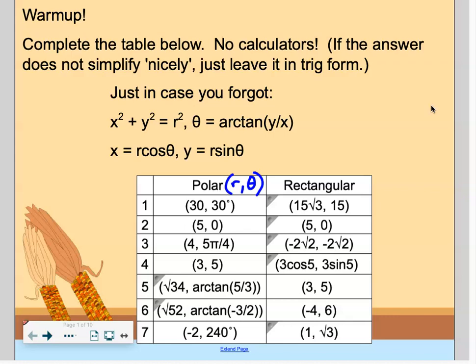Okay. Any questions on going back and forth between polar and rectangular coordinates? Are we all comfortable? Okay, if you don't have the formulas written down, you might want to jot them because you're going to be using these a lot. Okay, but if you already know them, that's fine.